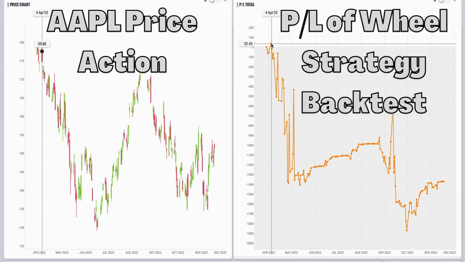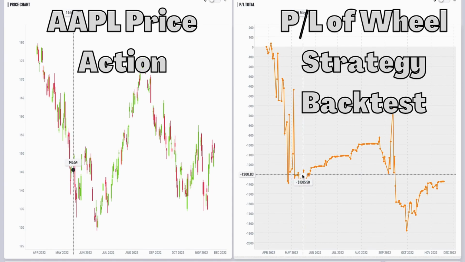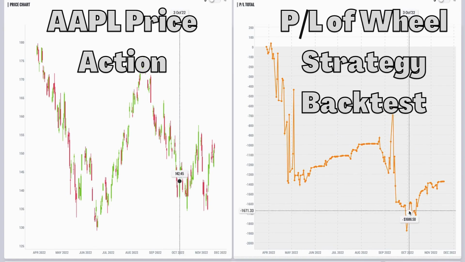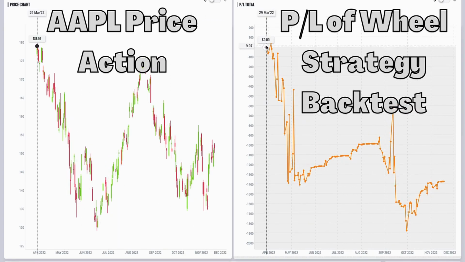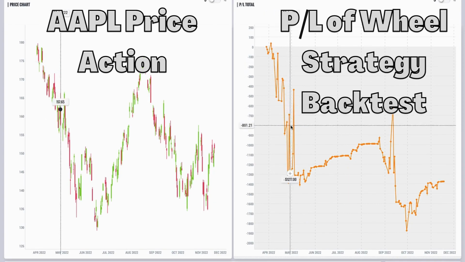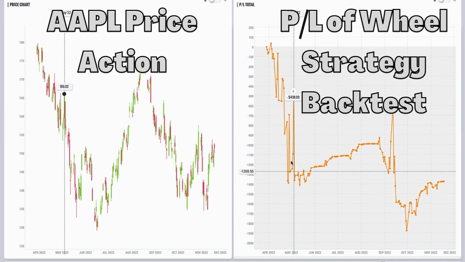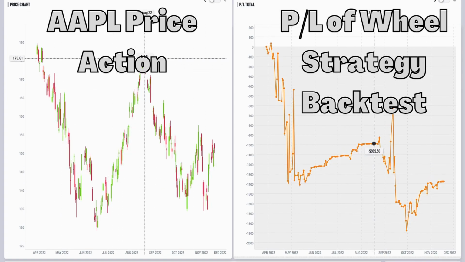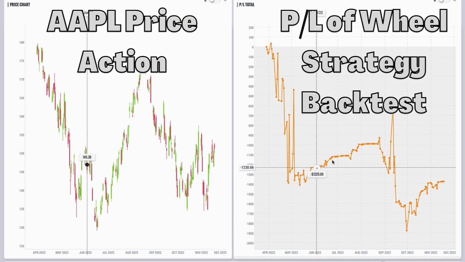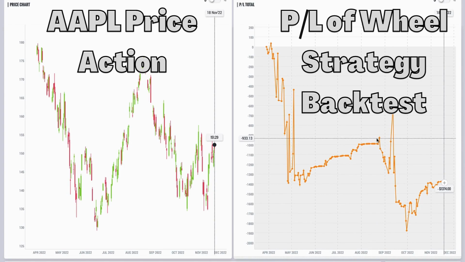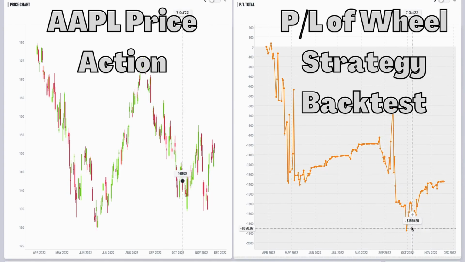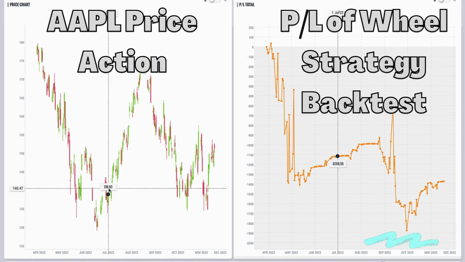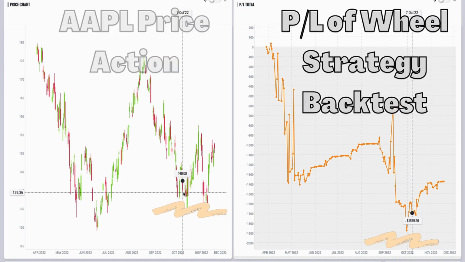What we see is that the profit and loss of this trade somewhat follows the price action of Apple actually. But one thing that I notice here is you can see from the beginning that the P&L really falls with the price of Apple, but then when Apple recovers here, you'll notice that the wheel strategy did not recover as much. And then it continued down, and you can see it loses more here. It makes a lower low, where Apple actually at this point made a higher low.